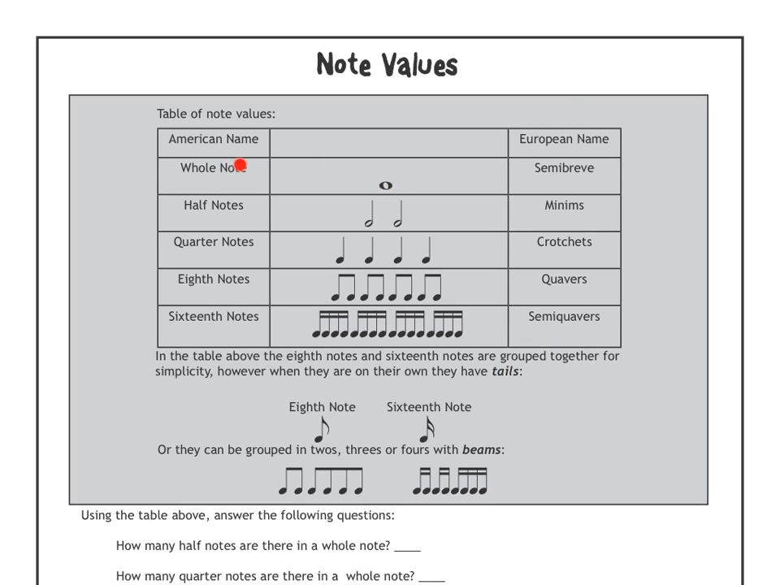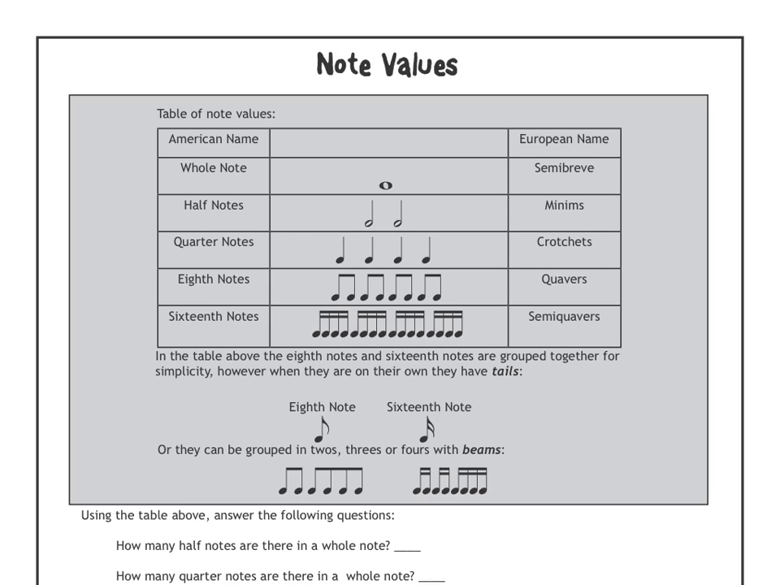For example, the whole note, we know it as a whole note. In a lot of European countries, and traditionally, it's also called a semibreve. A half note is called a minim. Quarter notes are called crotchets, eighth notes are called quavers, and 16th notes are called semiquavers. That really is just an FYI. It's nothing important, nothing you have to memorize necessarily. It really is just a reference, okay?